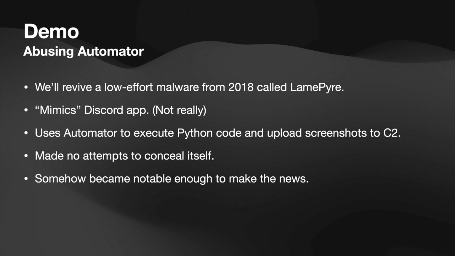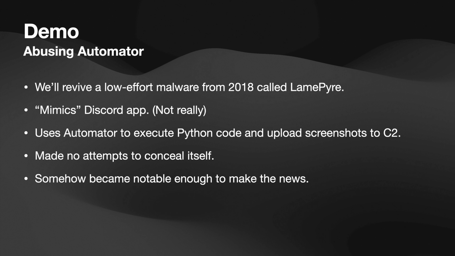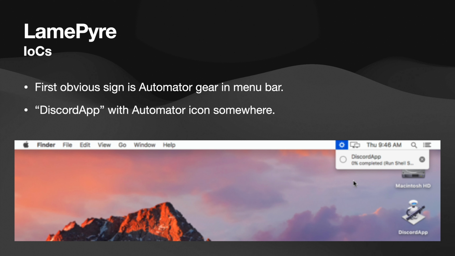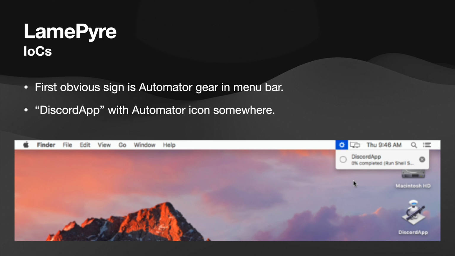It's really sad. I can only imagine the name to be a pun on Empire, that Python post framework from around the same time period. It really is bad. So your first obvious indicator of compromise is the Automator gear in the menu bar just spinning away. And if you click on it, it says Discord app because that's the name of the app that invoked the process. But like you can see right below that, the so-called Discord app is just an Automator icon. Who would fall for that?